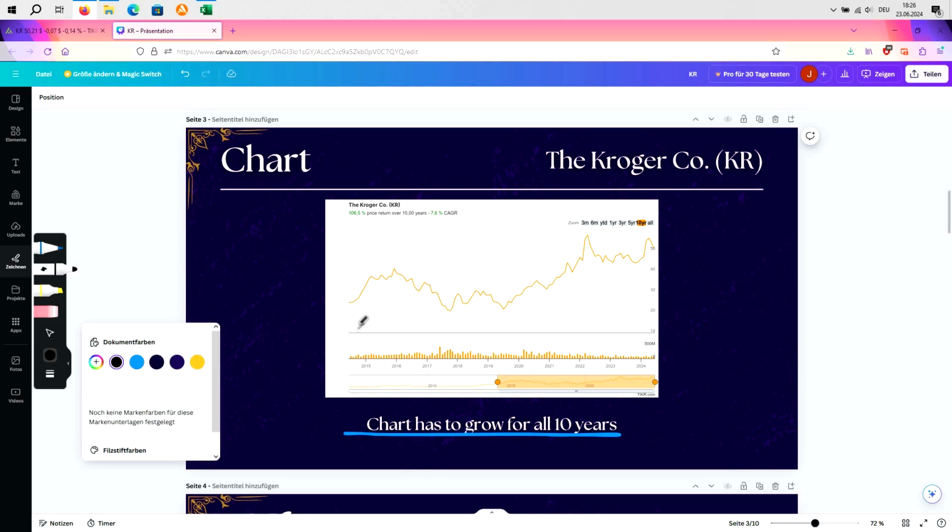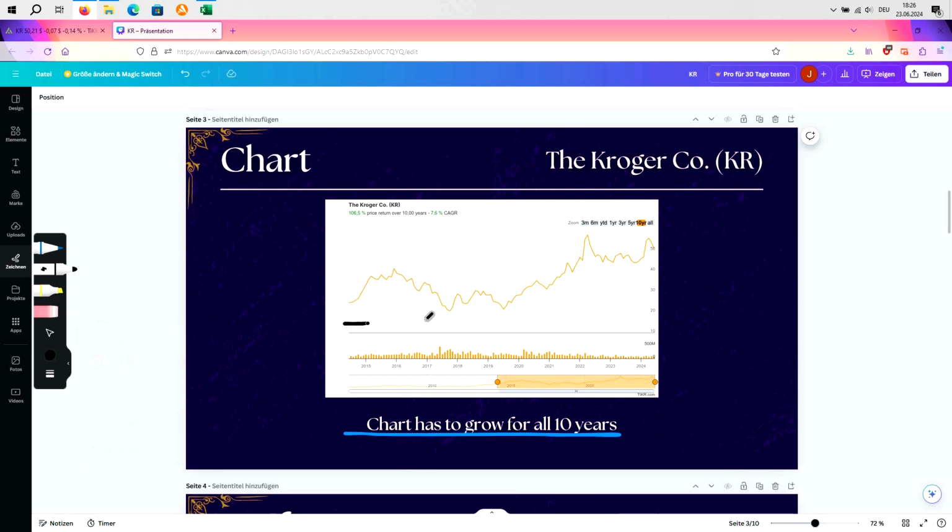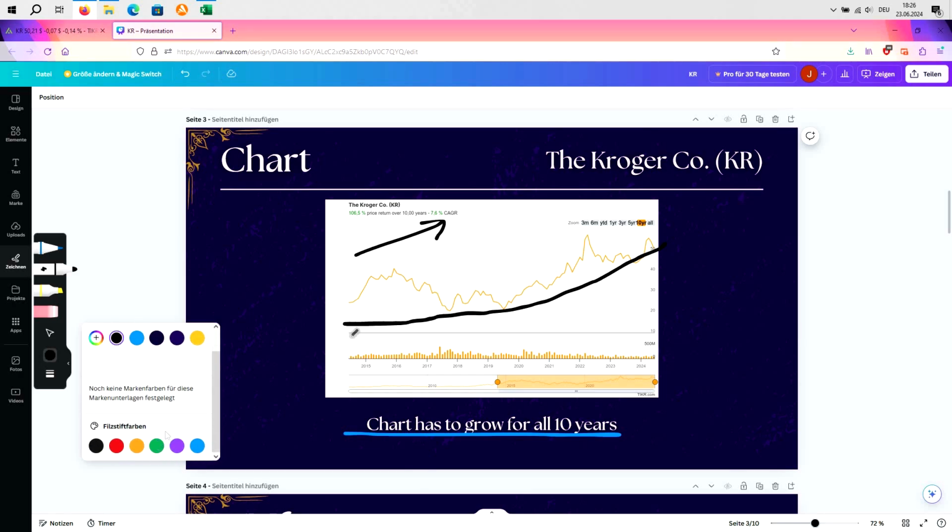That means that first of all, we are going to draw a little exponential line, kind of like this. And then we are going to compare the actual chart of the stock price with that exponential line, okay? And generally, the chart of the stock should follow that line as well. So it has to grow, basically. It's that simple. Now let's compare it, okay?